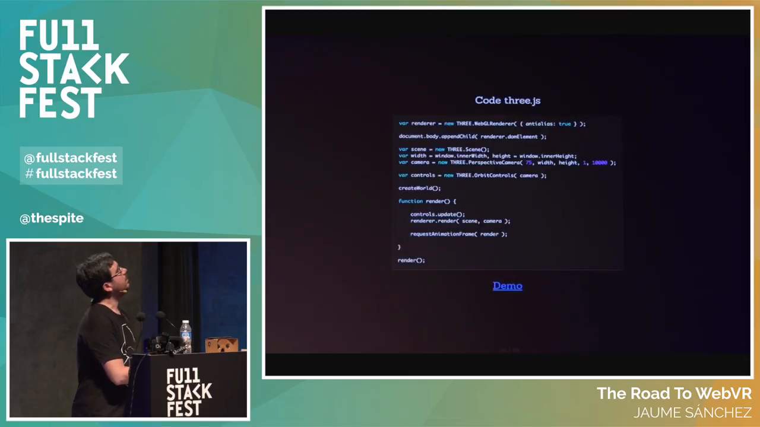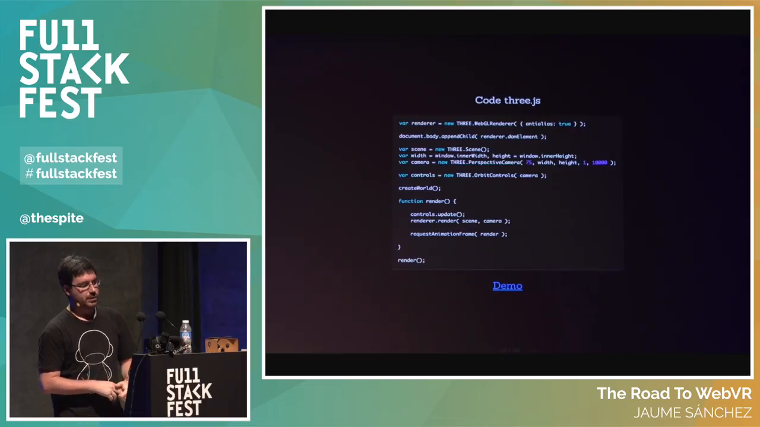Okay, so if you've ever coded for three.js, basically you first create a renderer, which is going to get your graphics on the display. You attach it to your document, so it creates a canvas and puts it on screen. You create a scene, which is what is going to hold all the information of your world.